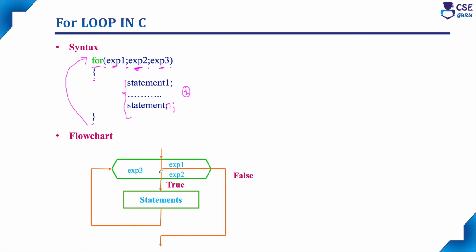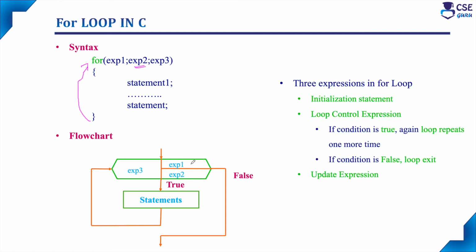Next, flowchart for loop. And if you are considering the for loop, there are three expressions in for loop. So expression 1. Expression 1 is nothing but the initialization expression. So what is the variable we are going to use in for loop? That variable we need to initialize here. So only initially to enter into the for loop, this initialization is required.